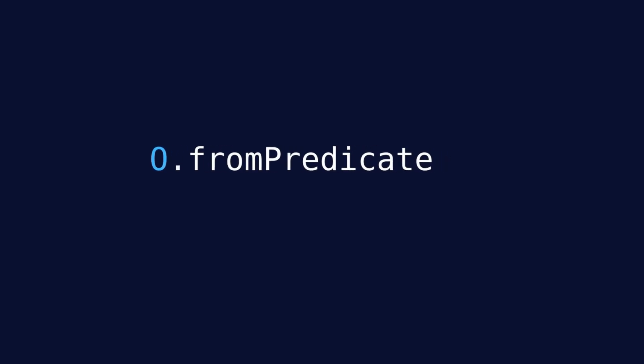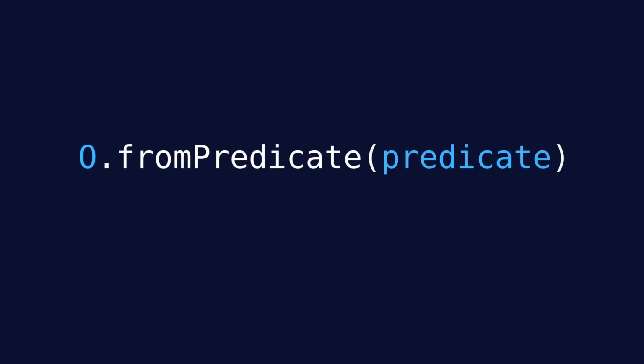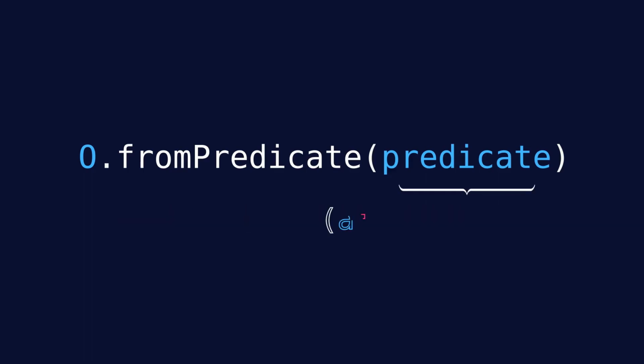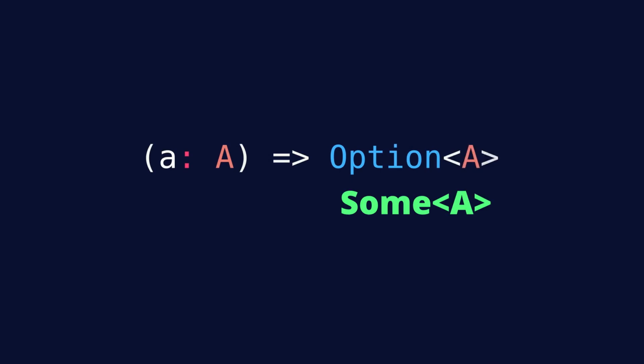Option from predicate takes a predicate and returns a smart option constructor. Remember that a predicate is a function that takes a value of some type A and returns a boolean, indicating whether the value satisfies some condition. When we pass such a predicate to option from predicate, we get back a function that takes A and returns an option A. More specifically, if the predicate returns true, we get back some A with the value A. Otherwise, we get back none.